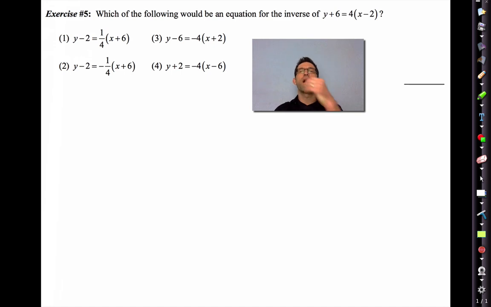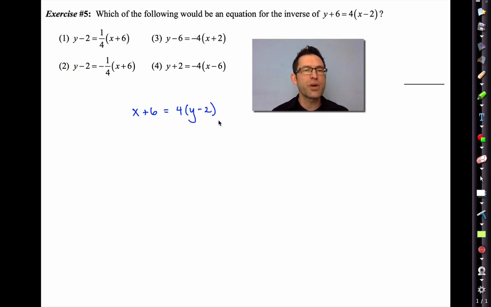Now they gave me a line in point-slope form, and I want the inverse. Well, the procedure doesn't change. It doesn't matter whether we're dealing with a linear function in y equals mx plus b, or a linear function in the point-slope form. The plain fact is, step 1, I'm going to switch x and y. Step 2, I'm going to solve for y.